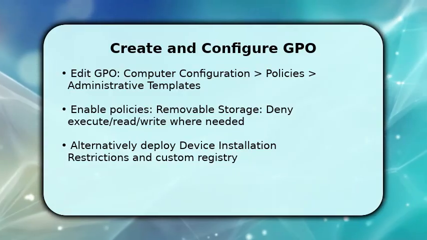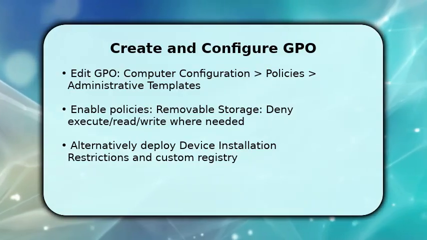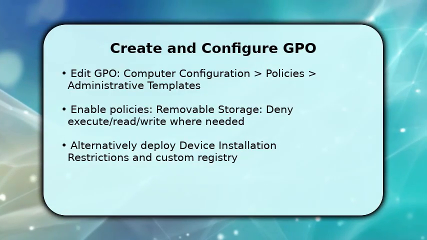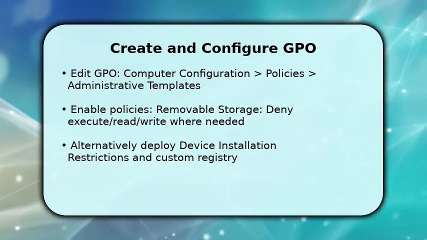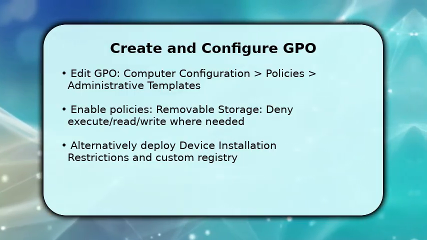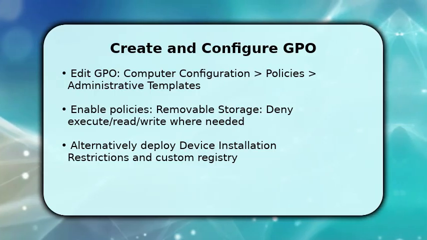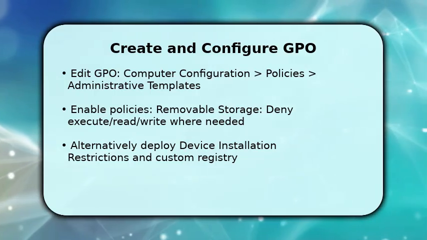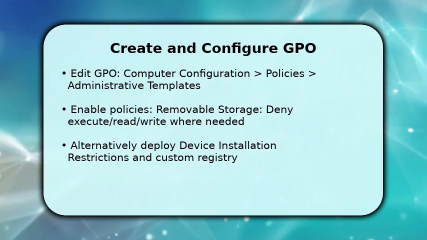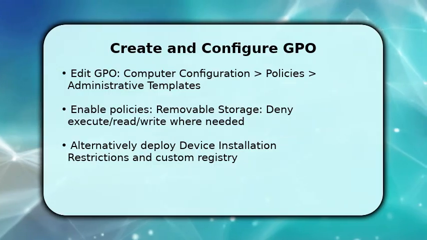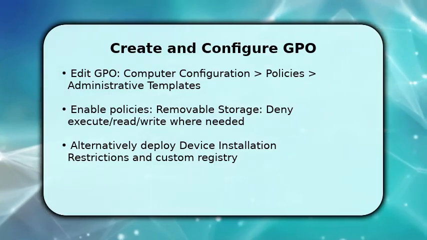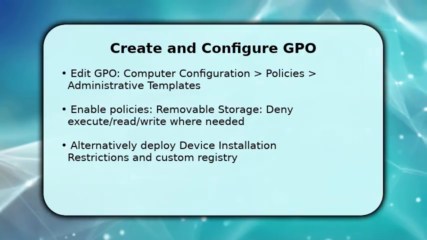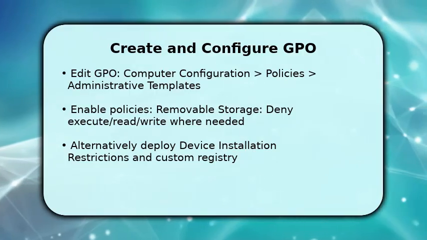Now you configure the group policy object itself. Open the test GPO and navigate to Computer Configuration, Policies, Administrative Templates. Locate removable storage and set Deny Execute, Read, and Write as required. If using device installation restrictions, add Forbidden Device ID or disallow installation except for approved device ID.